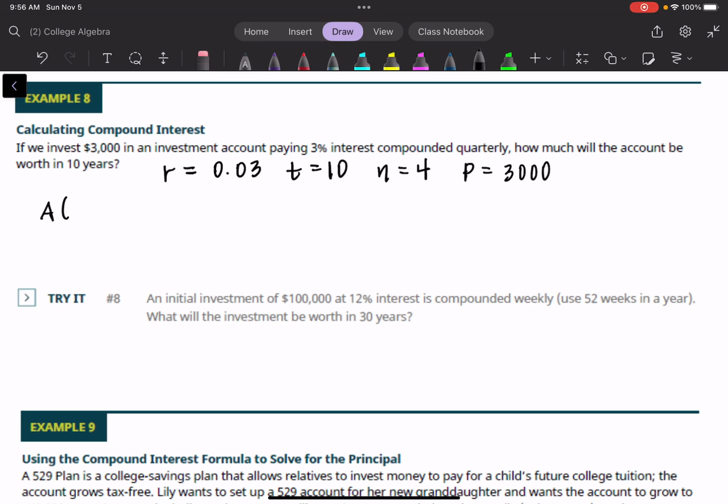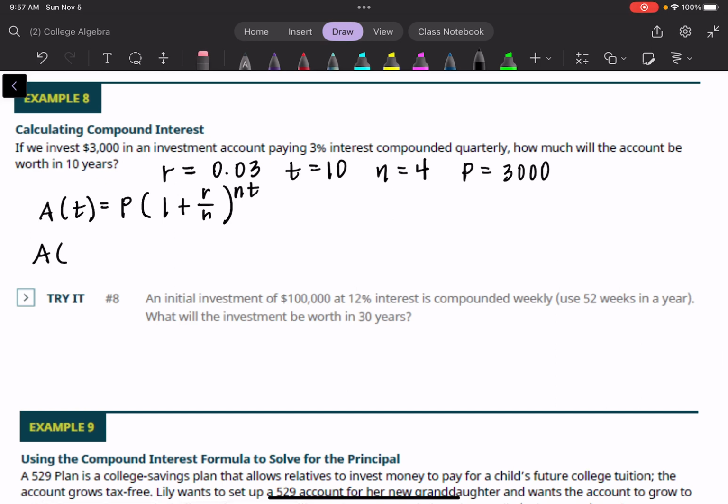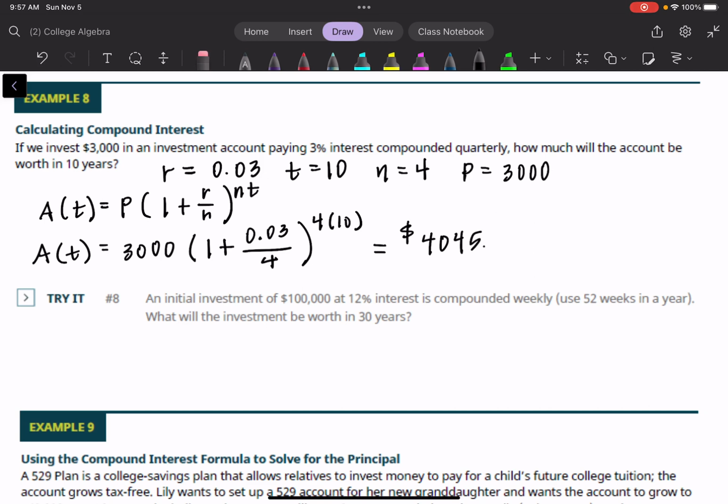Utilizing the compound interest formula, that's P times (1 plus R over N) to the N times T power. We can plug all those things in to get the value of the account after 10 years. So 3,000 times (1 plus 0.03 divided by 4) to the 4 times 10 power. If you plug all that into your calculator, remember in the first part of this section we talked about making sure that we are using the correct order of operations when calculating these sorts of exponential functions. You would end up with $4,045.05 in 10 years. So basically in interest, you had earned about $1,045.